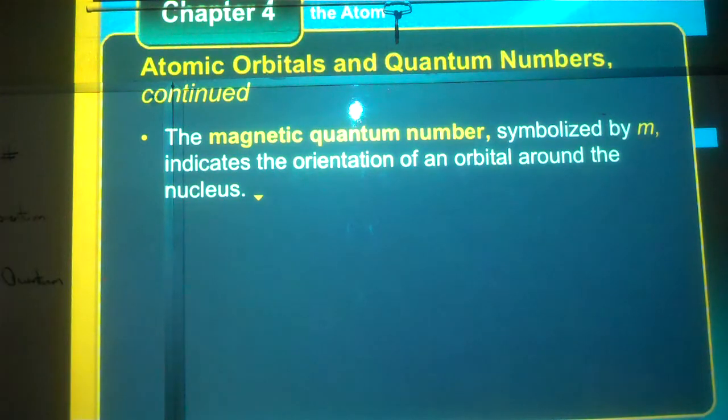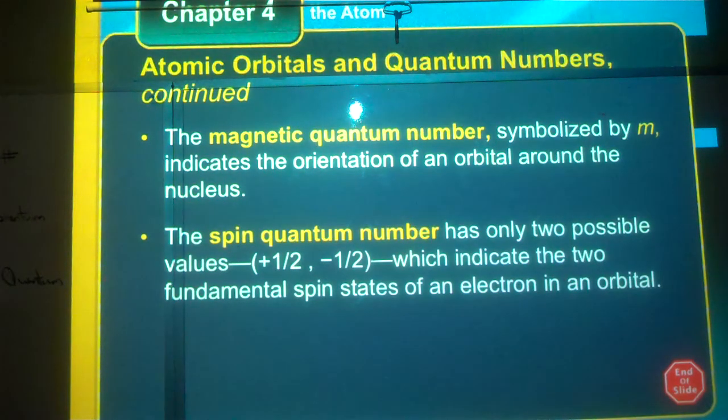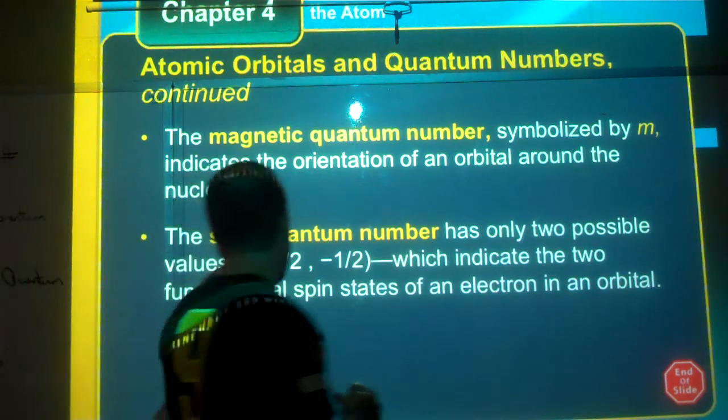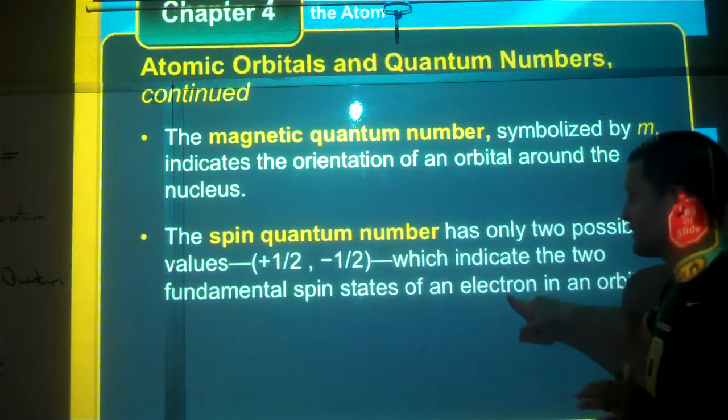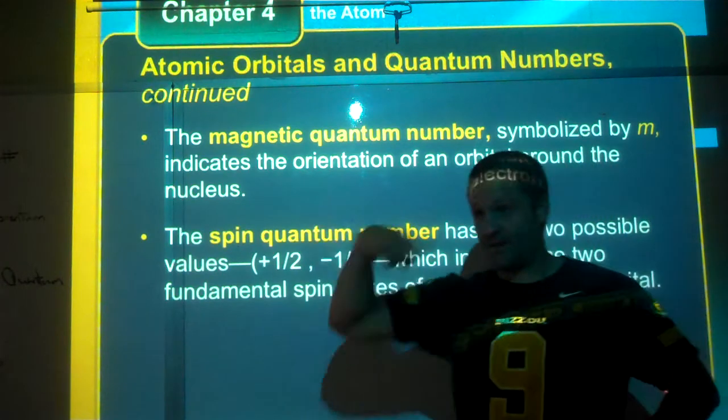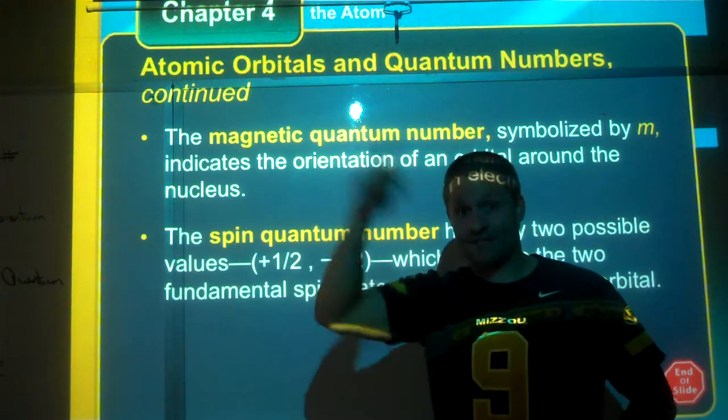Now spin is probably the easiest one. The spin quantum number. The spin just has two values. It's a half or minus a half. Don't worry about why they got that. All I want you to know is half or minus half. It's a fundamental spin state. Basically it's either spinning this way or it's spinning the opposite way.